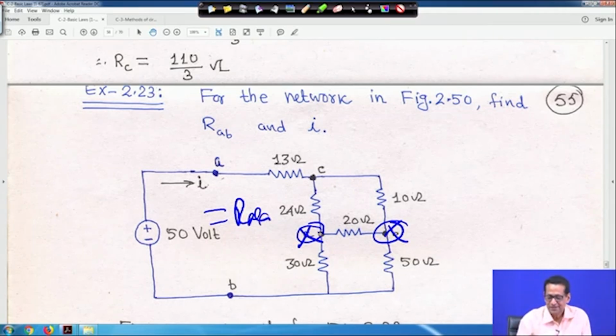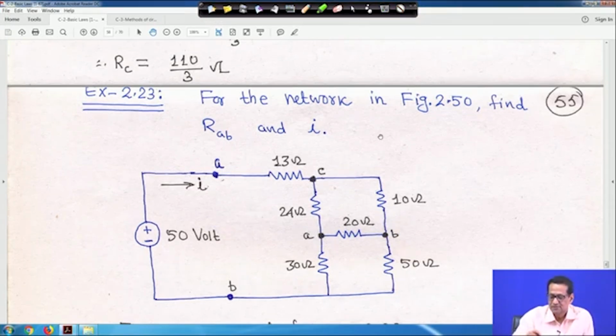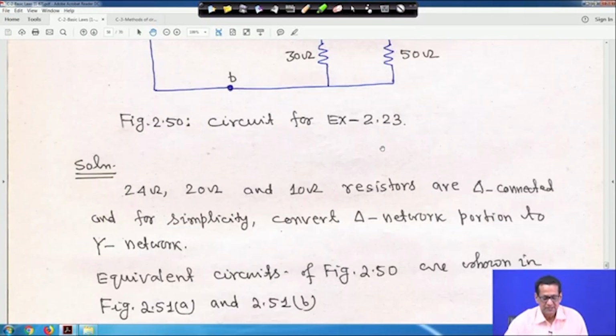So, in the diagram, ignore this part, by mistake I have made it here also, but you have to find out this R_AB. So, how to find it out? The current voltage source is given 50. So, 24 ohm, 20 ohm and 10 ohm resistors are delta connected, and for simplicity convert the delta network portion to star network.